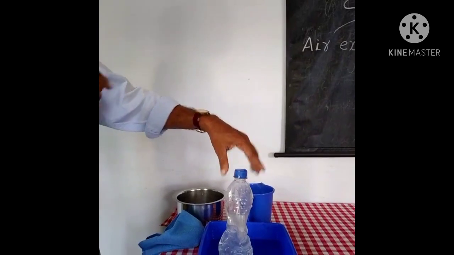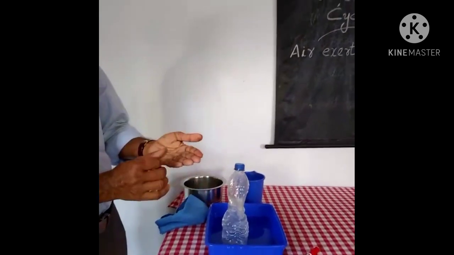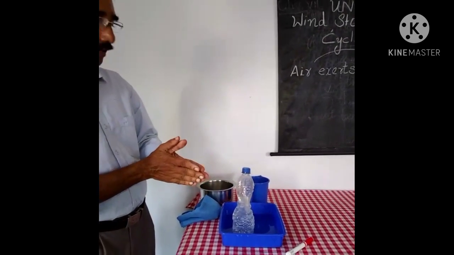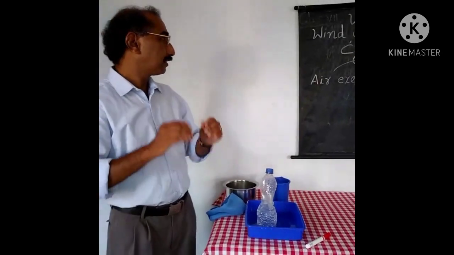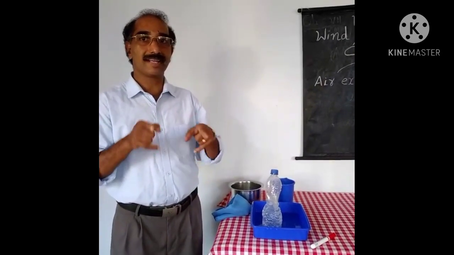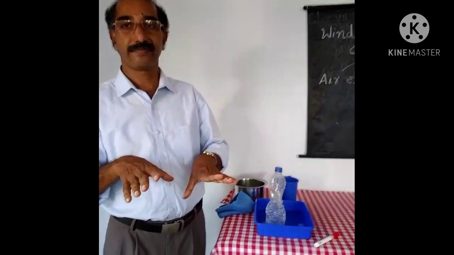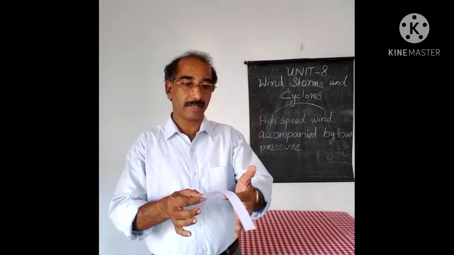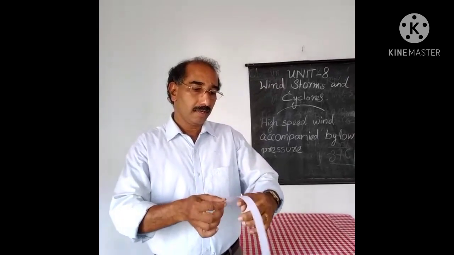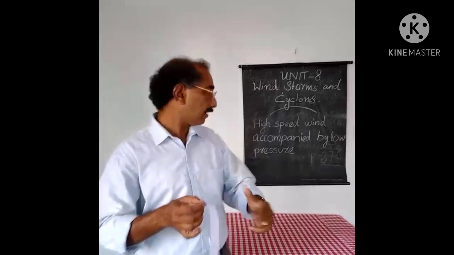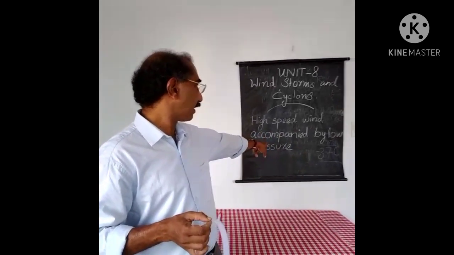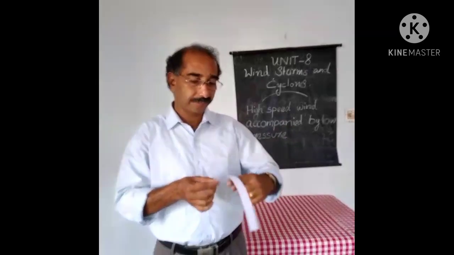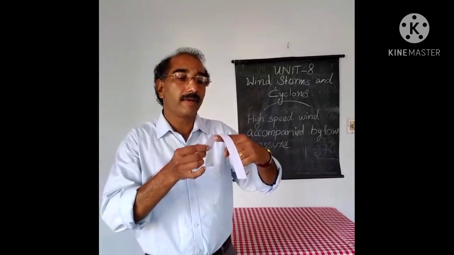Next property of air is that high speed wind is always associated with low pressure region. I will show you an activity right now. I have with me a strip of paper. This is to show that high speed wind is accompanied by low pressure region. When I blow over this paper, what happens?